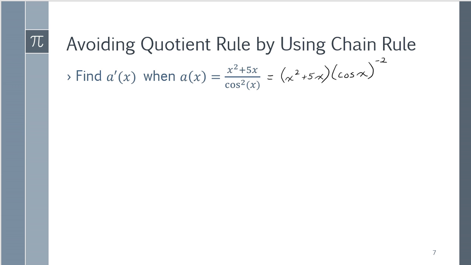Now I'm aware I could have switched this to be secant squared instead of 1 over cosine squared. I just wanted a nice one to practice with, just so you could see how I'm using the chain rule, or to avoid the quotient rule.